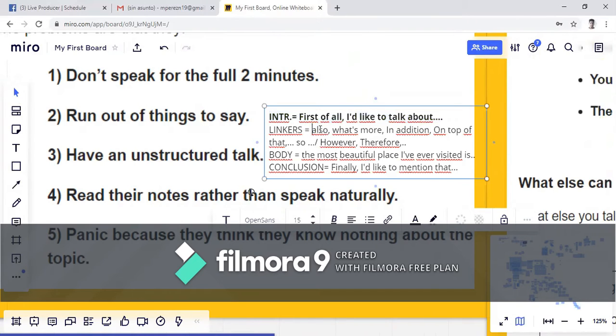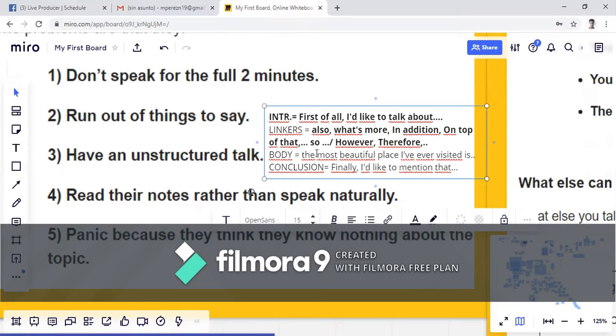Also, it's very important to use linkers. The linkers will give your talk an organized style, and that's what the examiner wants to notice, that you have organized your ideas. For that, you can use: well, first of all, also, additionally, what's more, on top of that, secondly, however, therefore. Use these linkers to organize your talk.